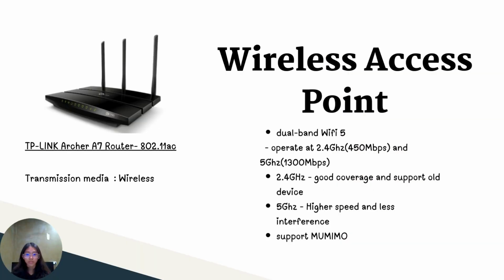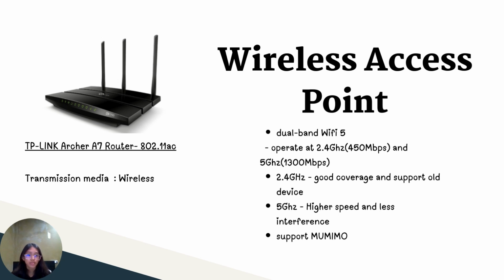It can connect to multiple devices since it is a 24 port switch. Since we have an open area for mobile employees and a meeting room, we use a wireless access point, and we decided to use dual band Wi-Fi 5. The usual Wi-Fi 5 only operates at 5 GHz, while dual band operates at 2.4 GHz and 5 GHz. At 2.4 GHz, it has a speed of 450 megabit per second, which has good coverage. It ensures that devices can connect to the router from a far distance, and it supports all devices. And also, we have 5 GHz, which has a speed of 1300 megabit per second. It has a higher speed and less interference.